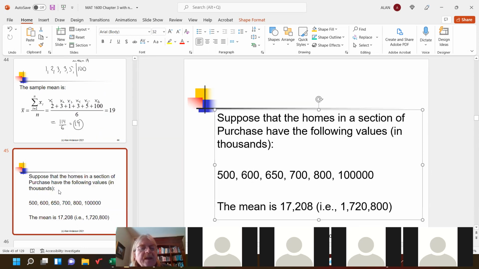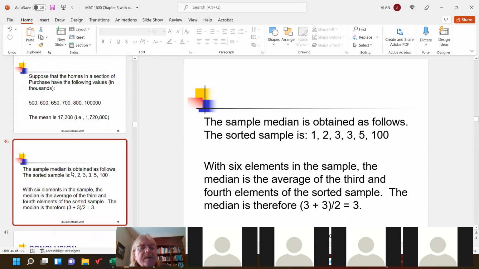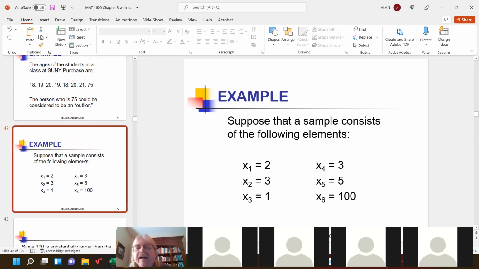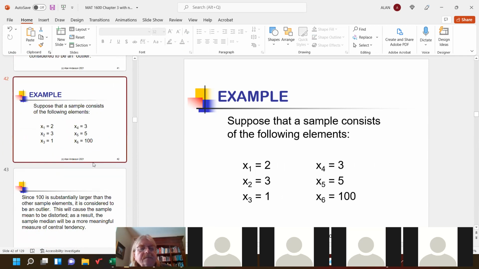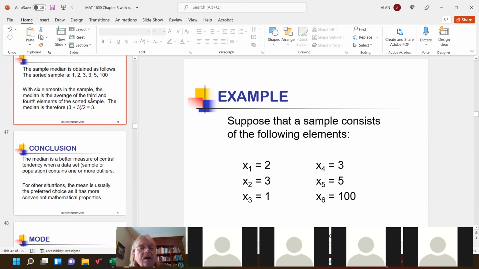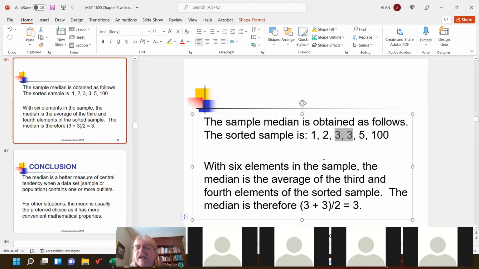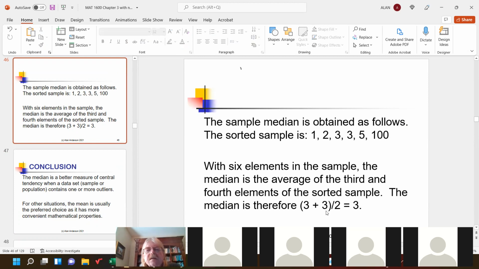What would you do instead? Well, going back to our previous case, this one, why don't we calculate the median and see what happens? So we got 2, 3, 1, 3, 5, 100. And when we sort them out from low to high, you see that the halfway mark would be here. There's 6 observations. You would average out the 2 in the middle, which by coincidence are both 3s, and you'll end up with a median of 3. So you've got 1, 2, 3, 3, 5, 100. The median is 3.